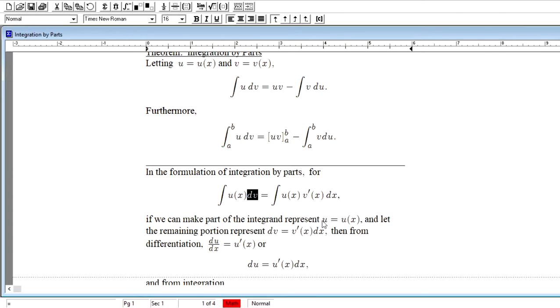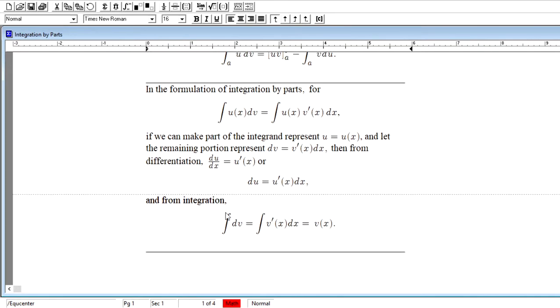Where, from differentiation applied to u equal to u of x, you would be able to find u prime of x, and thus be able to develop a definition for du seen in our result for integration by parts, du equaling u prime of x dx. And from integration, be able to integrate the quantity dv, which would be like integrating v prime of x dx, to obtain what we would understand as just v of x.